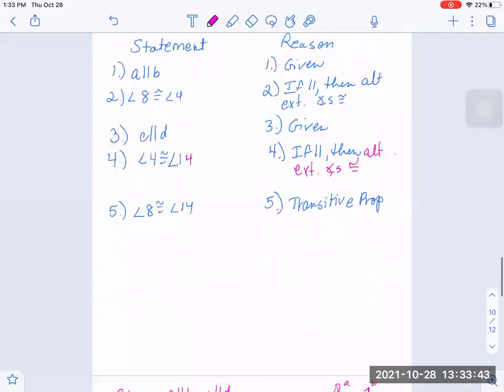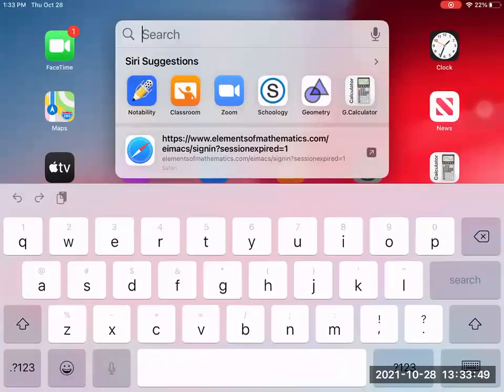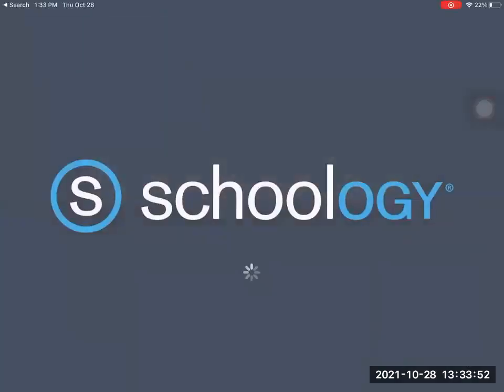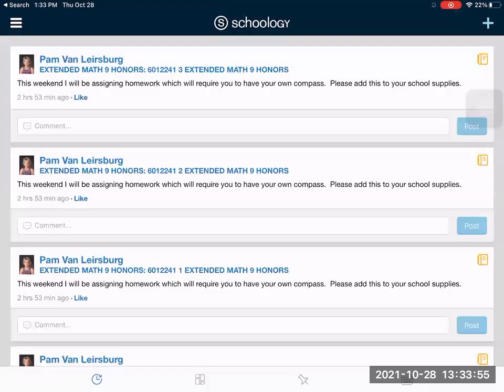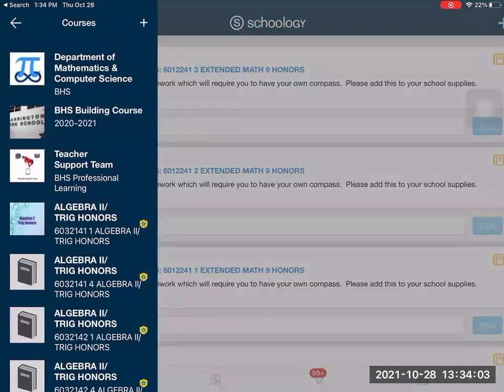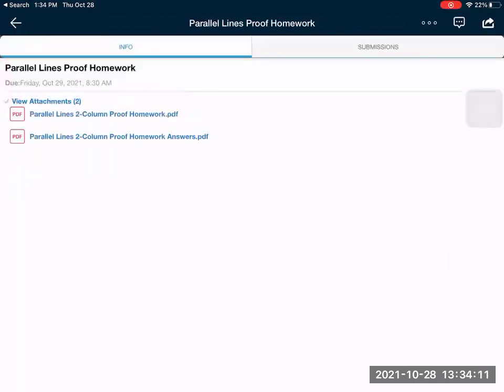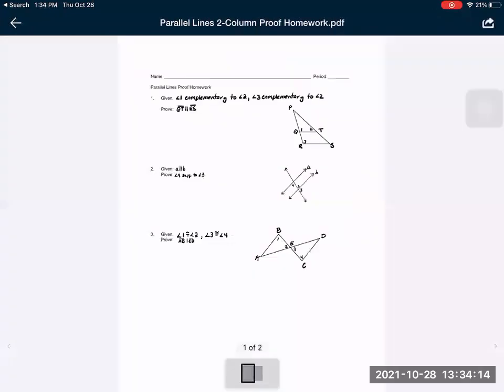Okay, so what I did was I put out practice proofs for you guys. That is your homework for today. Because I'm recording the class for a few other people that are absent today in other classes. So if you go into Schoology, you will find that I have parallel lines proof homework right there. So practice your proofs, okay? Actually, these aren't too bad. You shouldn't have a hard time with these.